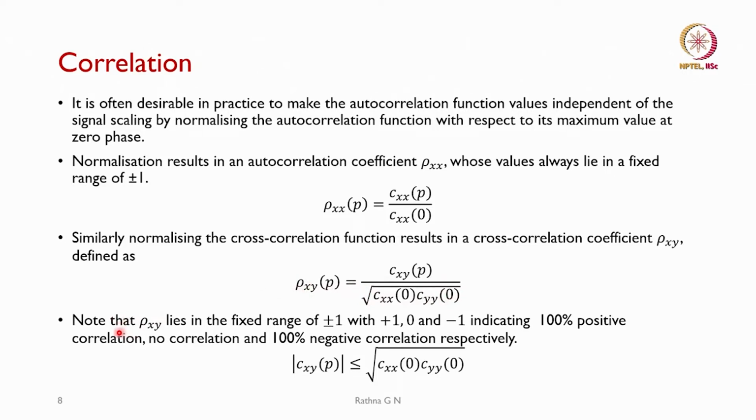The note at this place is that our rho xy lies in the fixed range of plus or minus 1, with plus 1, 0 and minus 1 indicating 100% positive correlation, no correlation, and 100% negative correlation respectively. So, what does it say? That the magnitude of our cross correlation should be less than or equal to the square root of this function.